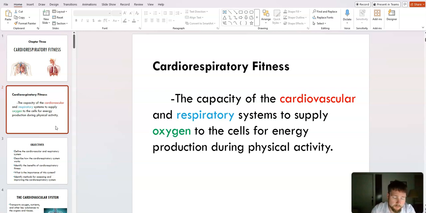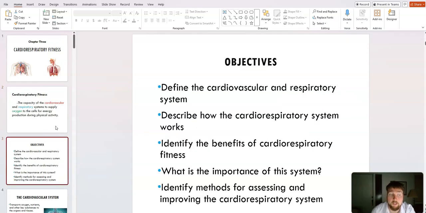So we're going to talk about cardiorespiratory fitness. Anytime you hear the word cardio, you think of the heart. Okay, so cardiorespiratory. Anytime you think of respiratory, you think of the respiratory system. So the definition of cardiorespiratory fitness: the capacity of the cardiovascular system and the respiratory systems to supply oxygen to the cells for energy production, especially during physical activity. So make sure you all know this definition for cardiorespiratory fitness because it will definitely show up on your Unit 1 test.